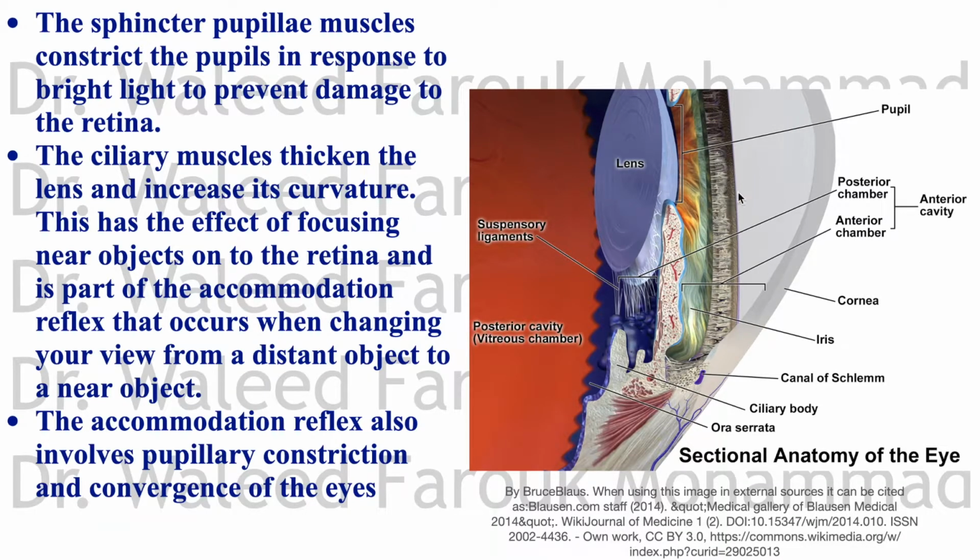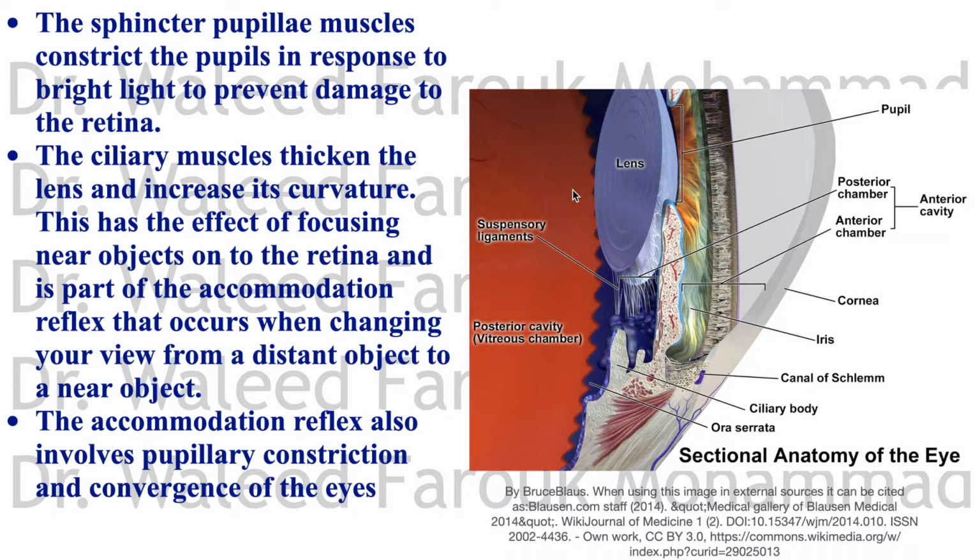This is a cut section. This is the anterior chamber, and this is the iris here. Constrictor pupillae is at the margin of the iris. This is the ciliary muscle, as you can see here, and these are the suspensory ligaments holding the lens in place. The constrictor pupillae constricts when there is bright light to protect the retina from the excess light, and the ciliary muscle is responsible for thickening of the lens to increase its power for near objects, and this is called the accommodation reflex.